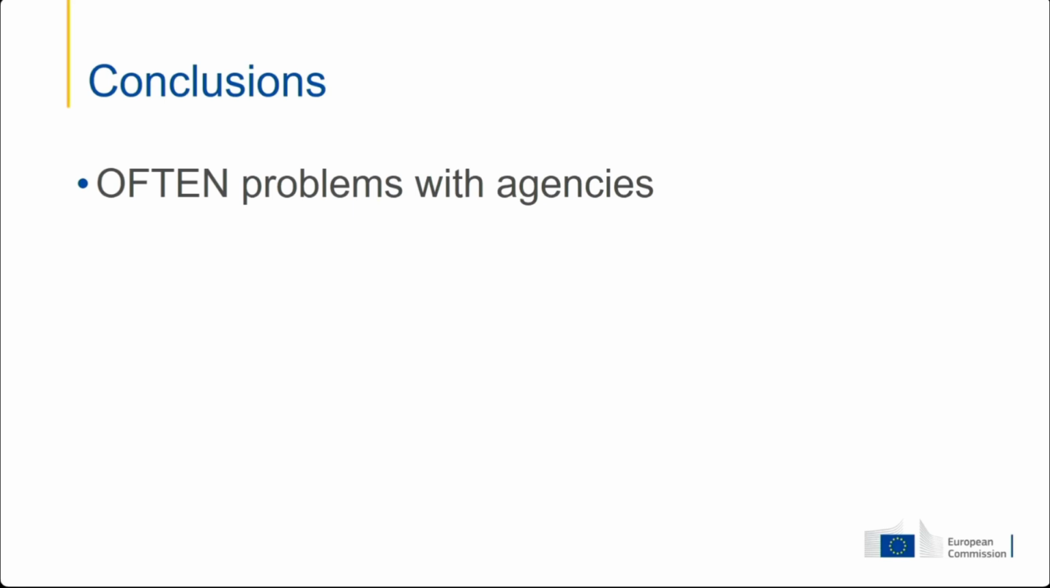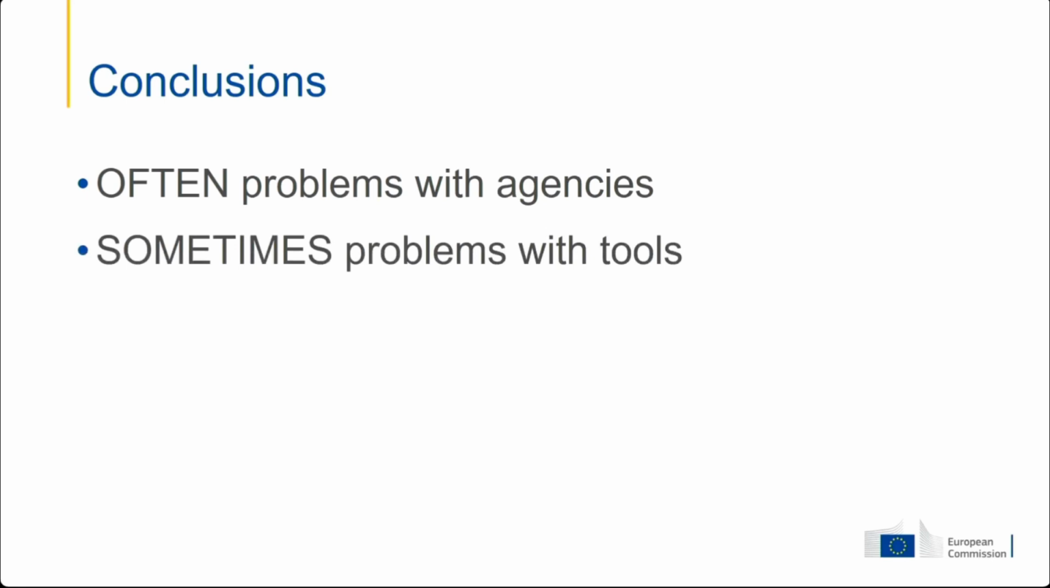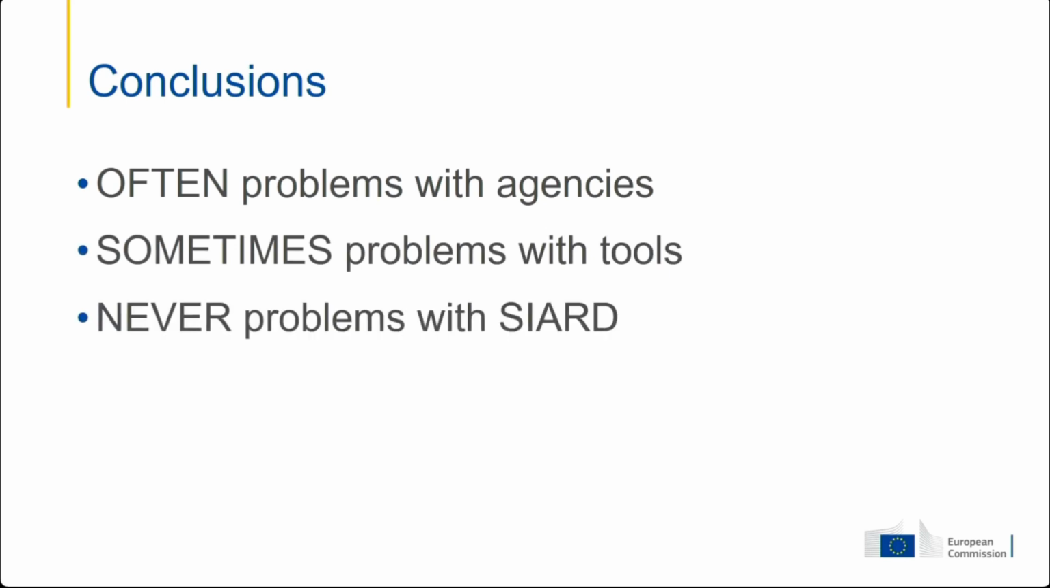And third, we at the National Archives, we are also not perfect. Sometimes we get busy with other tasks and then an ingest can get stuck behind us. So organizational matters. Then sometimes we have issues with the tools, as I gave this example of millions of files, which we then fix with ordering a bug fix or a new feature. But we have never had problems with SIARD.